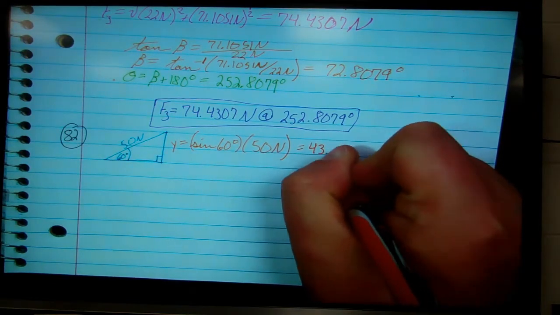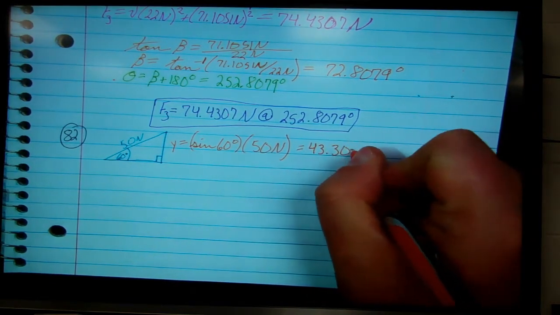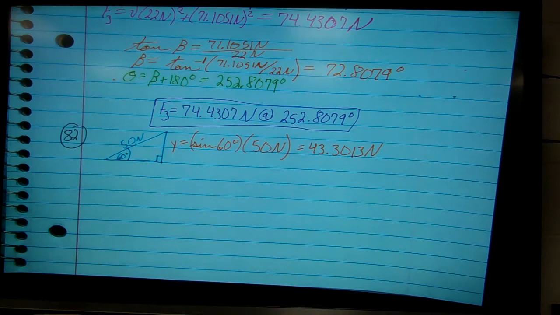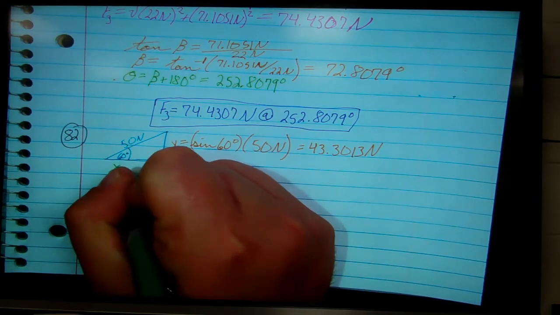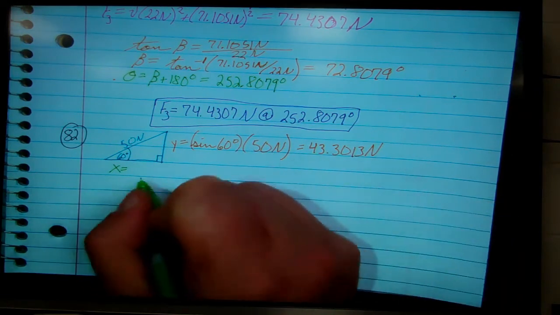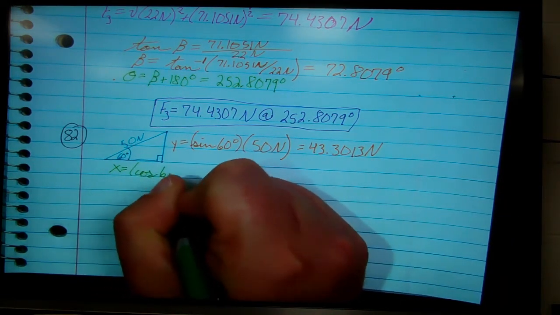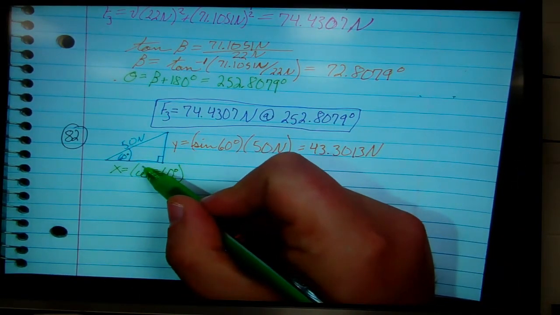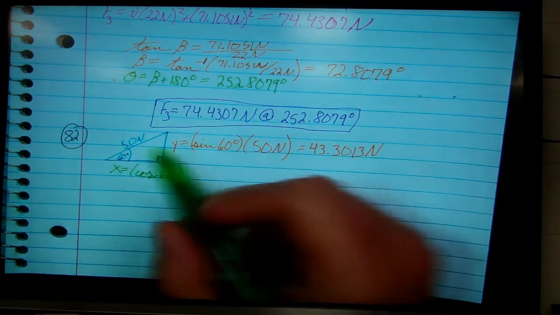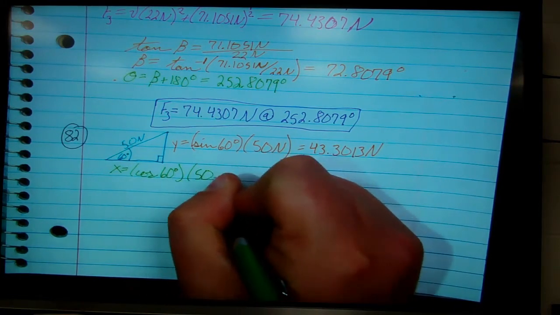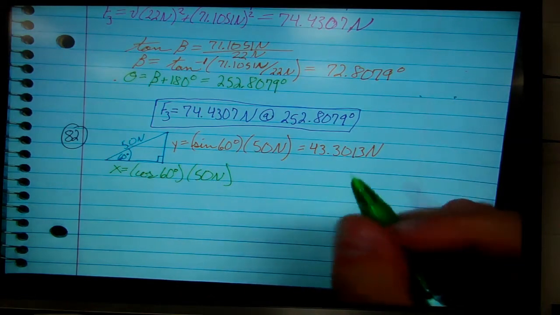But a number. 43.3013 newtons is what I get for the y component, and then the x component. Cosine of 60 will be adjacent over hypotenuse, this angle at this side x. So we just need to multiply both sides by 50 newtons. That'll give us x equals cosine of 60 degrees times 50 newtons.